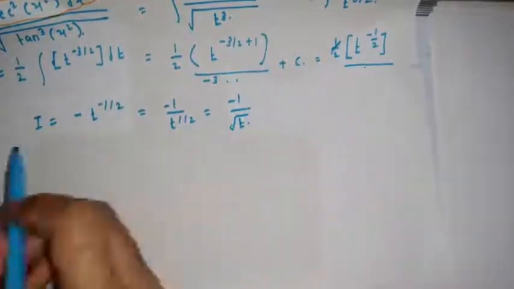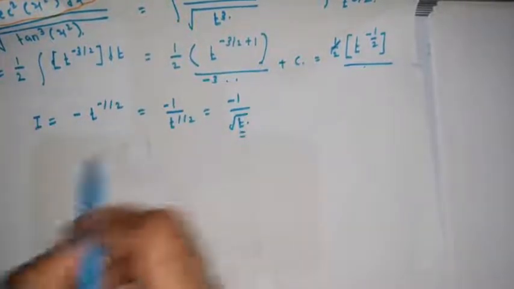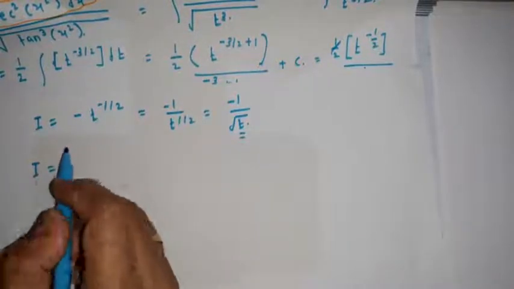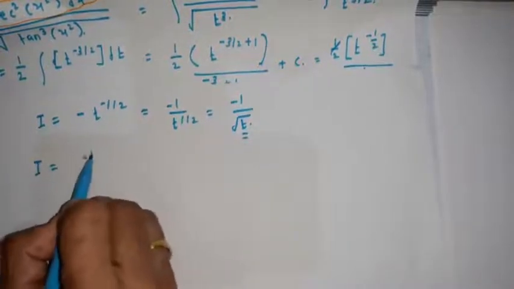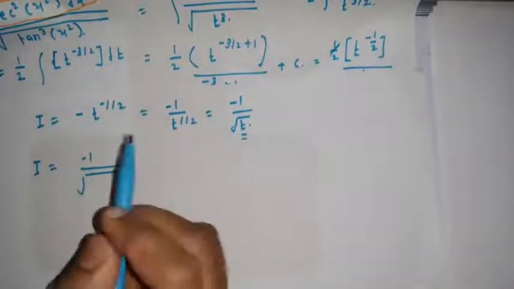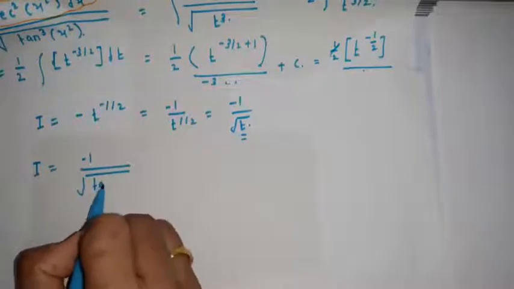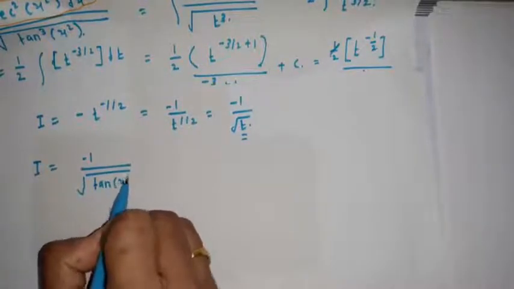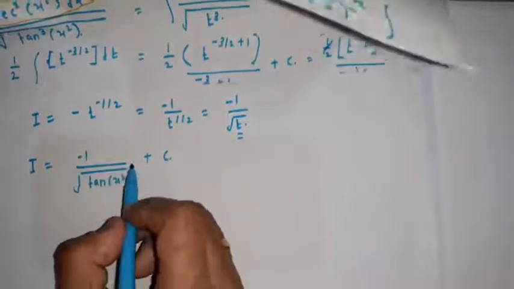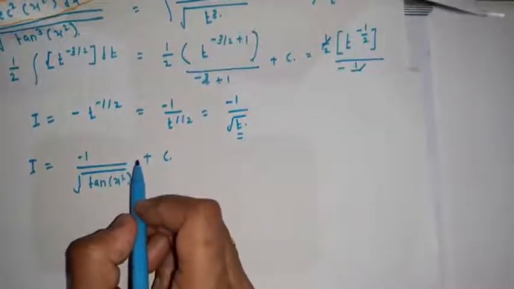Okay students, and now resubstitute the value of t, and hence integration I equals minus 1 upon the square root of tan of x square, plus the constant of integration c, and in this way we have to solve the problem.